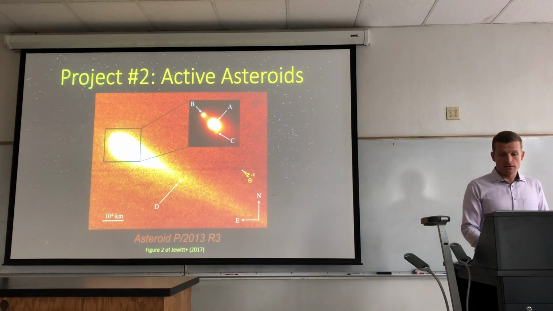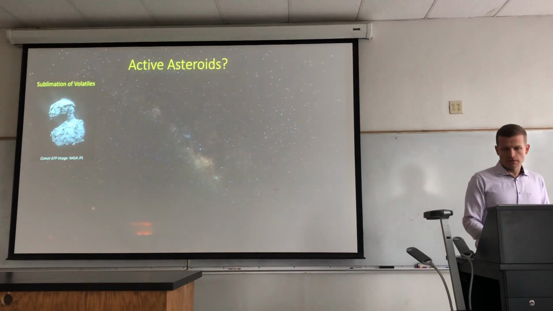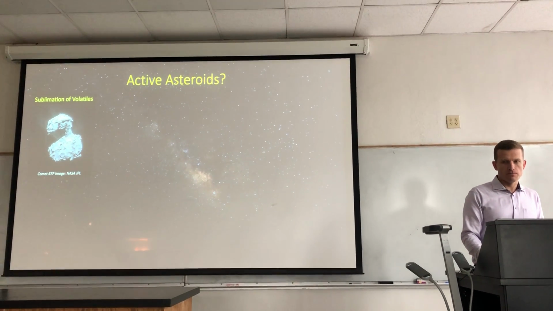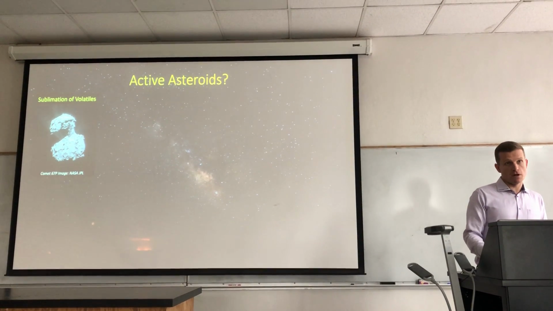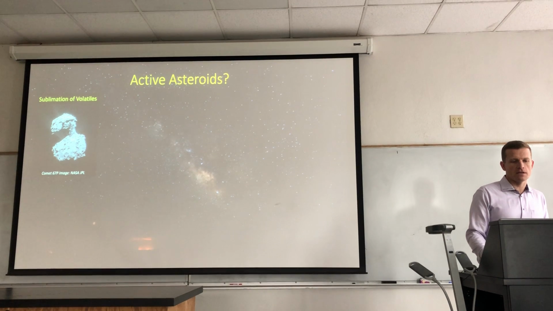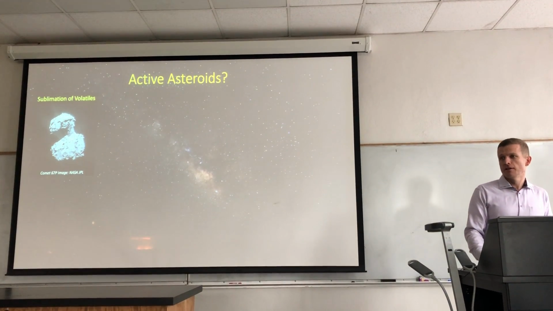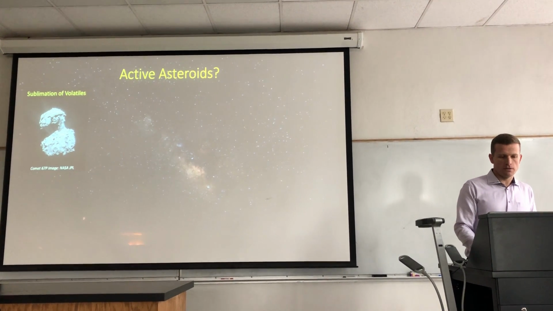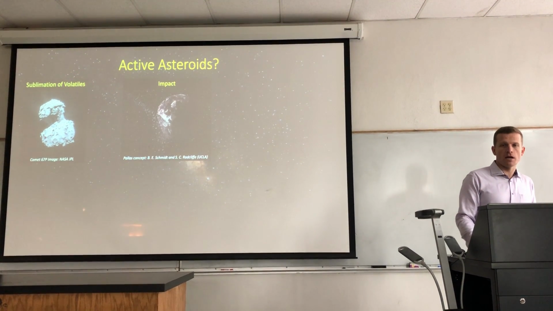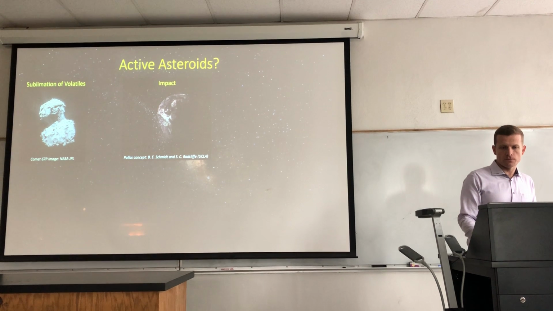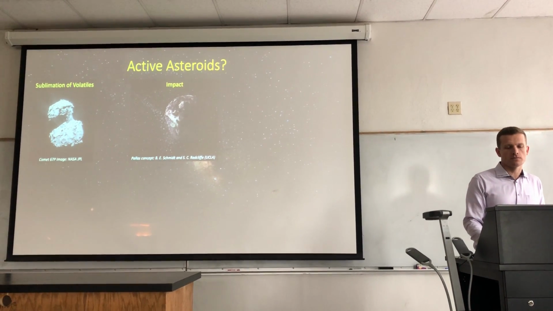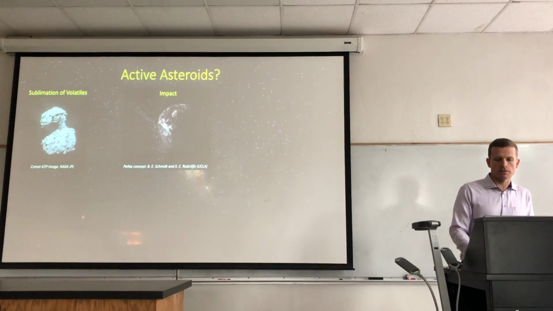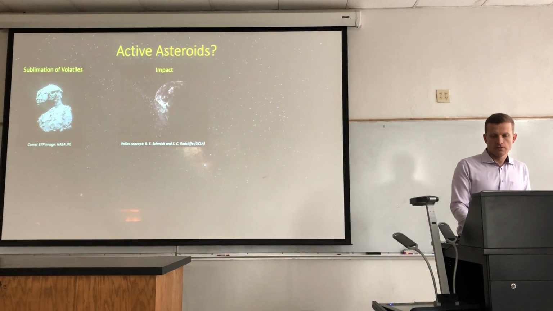So what makes them active, you might ask? There are a bunch of different possibilities for activity. This is 67P, which is a comet, but it shows nicely some outgassing because we sent a spacecraft there. And we have sublimation of volatiles as one possibility here. We also have impact. It's not impossible at all for things to hit each other. We've seen that several times. This is an art expression of Pallas being hit by something, another object.